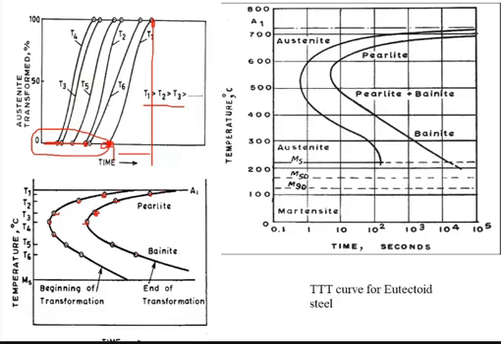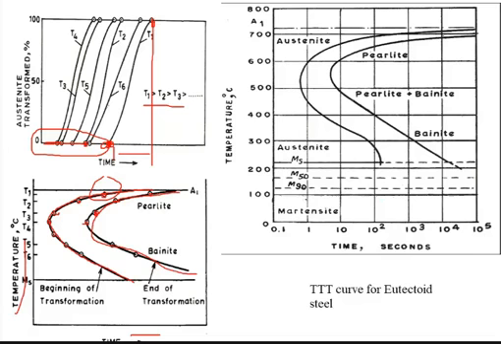You can join all the points, and when you join all these points, you obtain one curve. This curve we call the time, temperature, transformation curve, the TTT curve. And this is the TTT curve for a eutectoid steel, meaning the steel which contains 0.8% carbon.